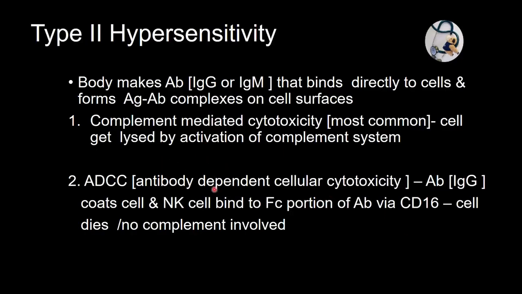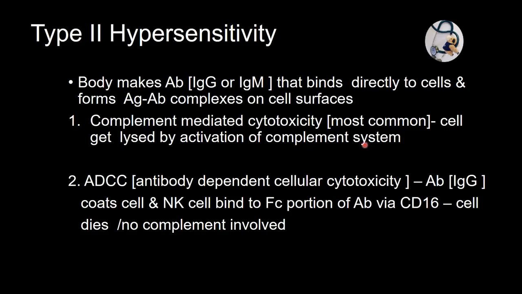So different mechanisms. After the body makes the antibody, that is IgG, IgM, this binds directly to the cells and forms the antigen antibody complexes on the cell surface, where number 1, complement is activated, known as complement mediated cytotoxicity, and this is the most common mechanism occurring in this type of reaction. And then the cell gets lysed because of the activation of the complement system.